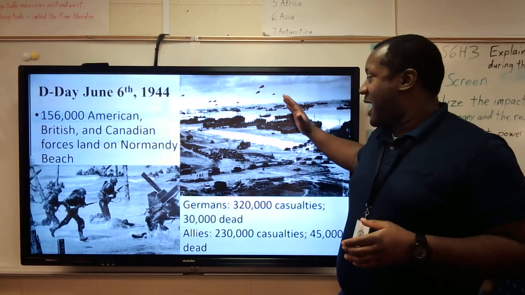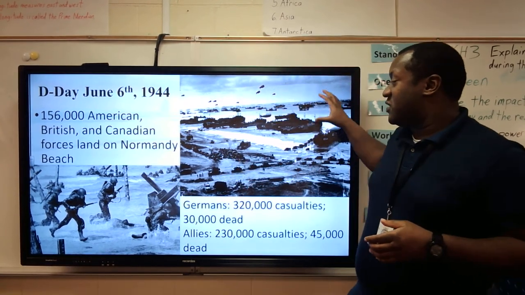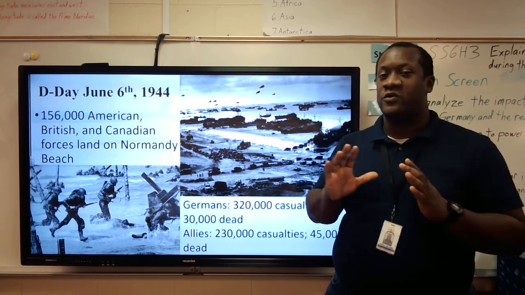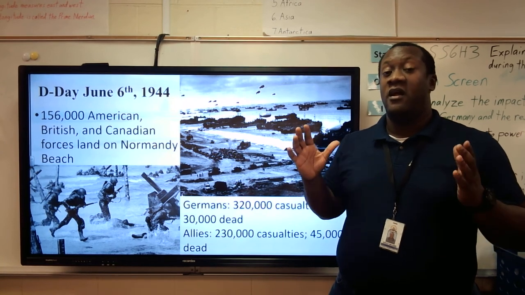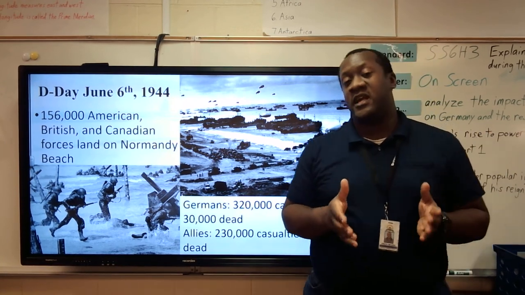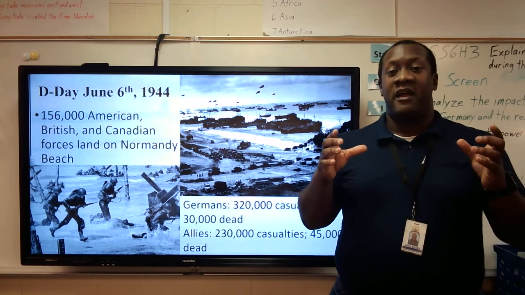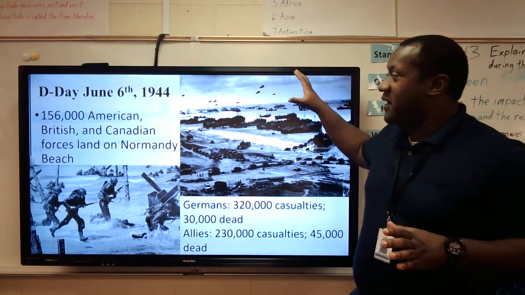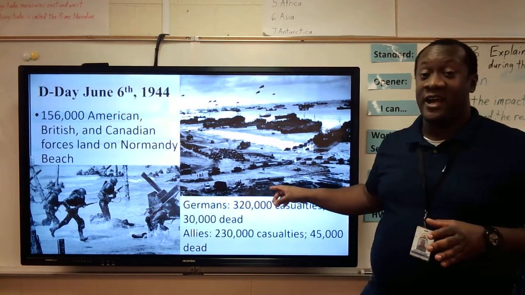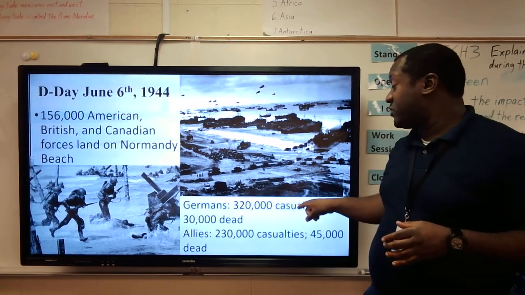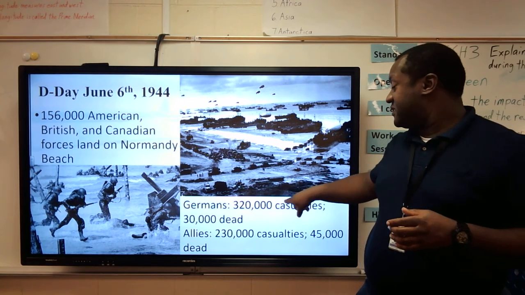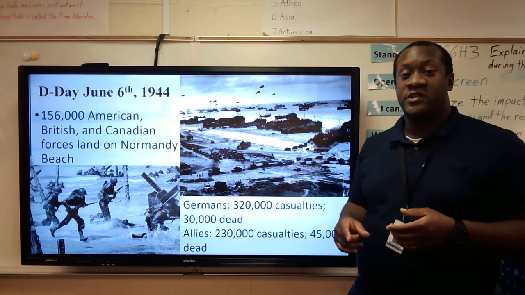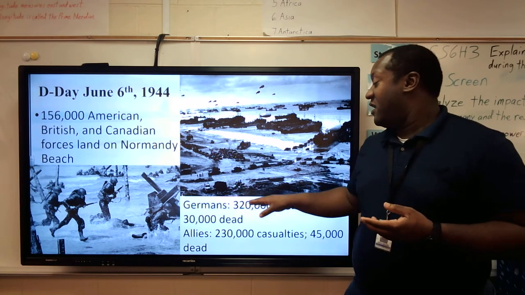So D-Day happens. You see from this picture the amount of air landing crafts, vehicles, it's unbelievable. They're able to take the beaches at Normandy. And from there, they're able to liberate Normandy and push their way to Paris. But in order to do this, this is a casualty list. 320,000 German casualties. Because it says 30,000 German dead, you know that this means wounded. So 320,000 wounded Germans, 30,000 dead.